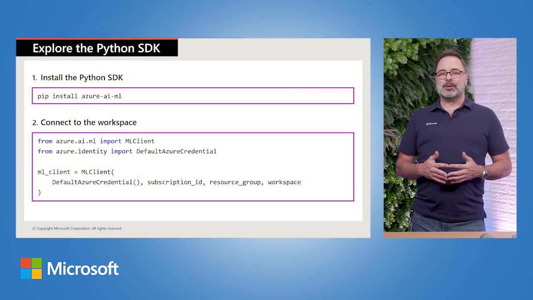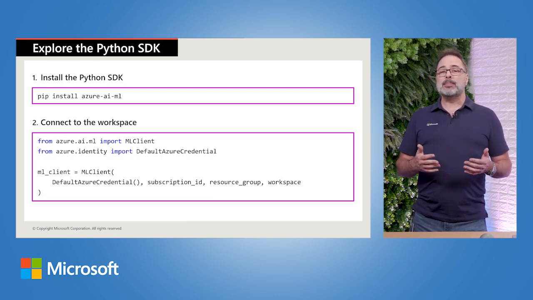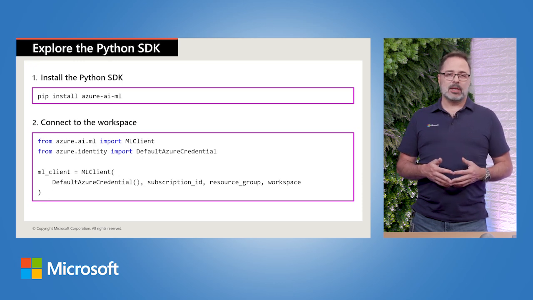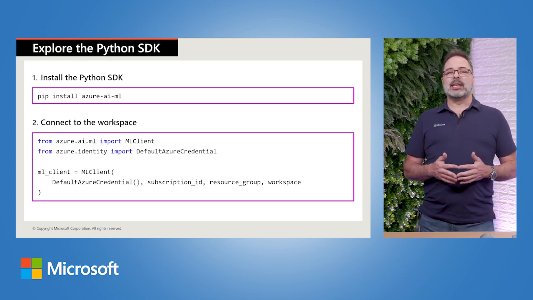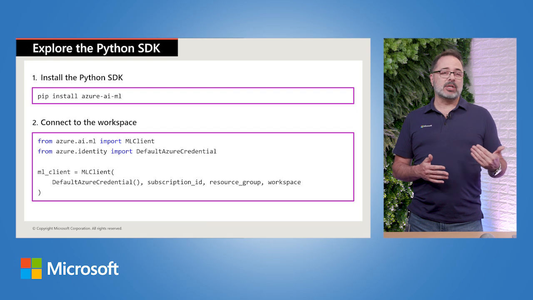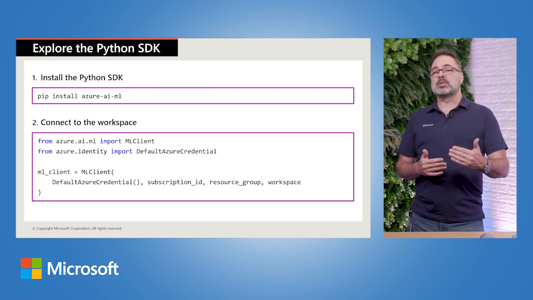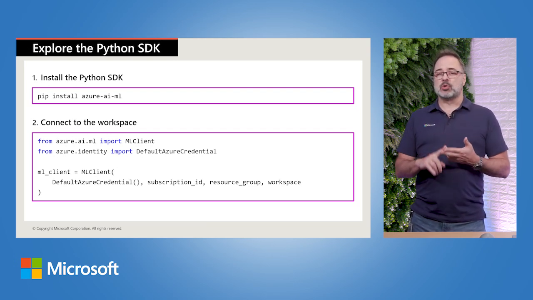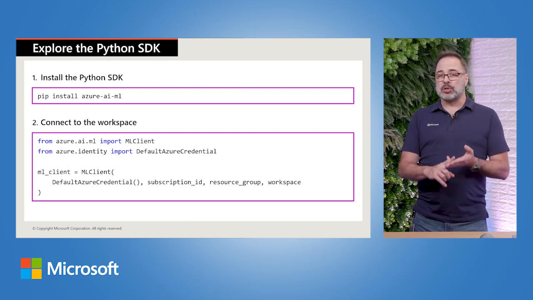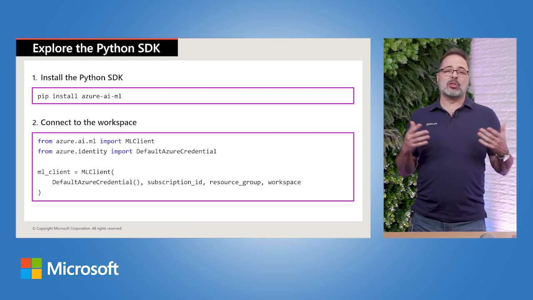Here's a quick example of using the Python SDK. To get started with it, we'll need to do a pip install of the Azure AI ML library. After that, we can connect to the workspace using the sample code here that uses the ML client class to connect to the workspace using our credentials, subscription ID, the resource group that our service is provisioned in, and the workspace name.